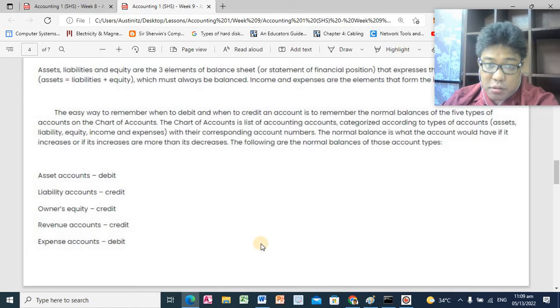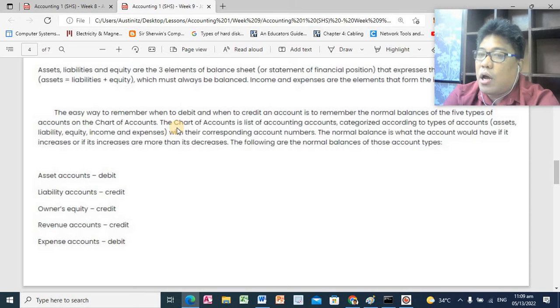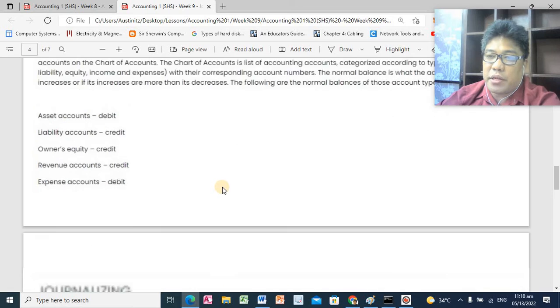Let's go to the next slide. The chart of accounts is a list of accounting accounts from companies, categorized according to types of account: assets, liability, equity, income, and expenses. These 5 major accounts come with their corresponding account numbers. The normal balance is what the account would have if it increases more than it decreases. The following are the normal balances of this account type. We have discussed this already.